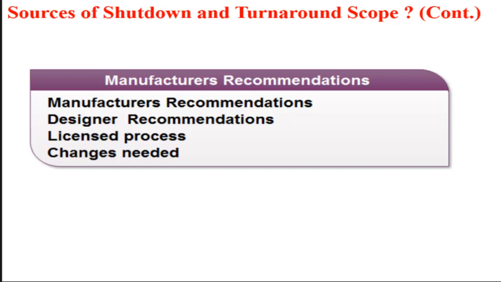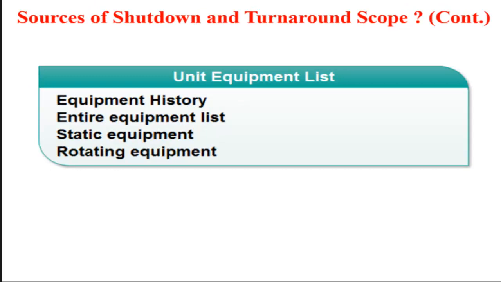Another source is unit equipment list or equipment history. For a unit, the entire equipment list, all the fixed and rotating equipment in the unit, should be reviewed to explore if there is any history or any repeated circumstances or symptoms or causes in the history.